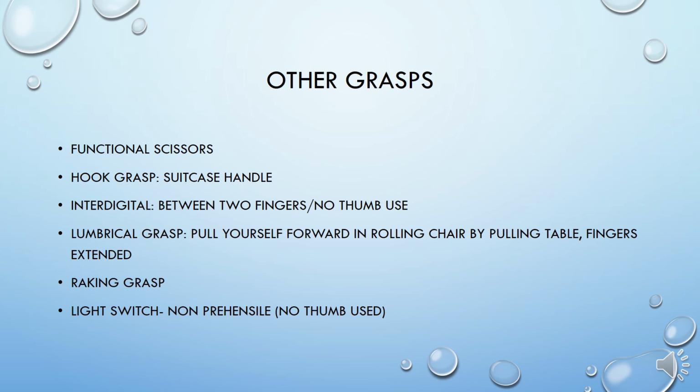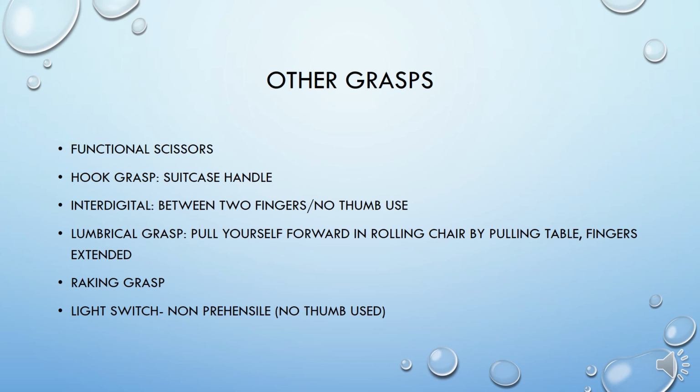So some other grasps that we want to make sure we remember: the functional scissors grasp, which is inside your book, so take a look at that. The hook grasp, which is what you use to hold a suitcase. Interdigital is grasps that are between two fingers without using your thumb. Lumbrical grasps are if you pull yourself forward on the table, you put your fingers on the table from the MCPs. The rest of your hand is not on the table, just MCPs forward, and your thumb comes under the table and your fingers are a little bit abducted and extended, and then you pull.